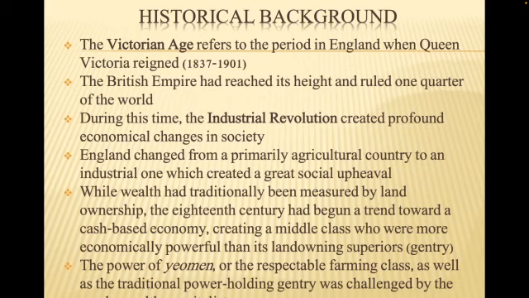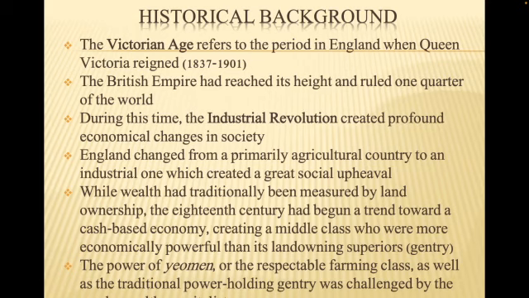Now, if we look at the historical background of the time period that Emily Bronte is writing in, the Victorian age refers to the period in England when Queen Victoria reigned, approximately 1837 to 1901. The British Empire had reached its height and ruled approximately 1/4 of the world. During this time, the Industrial Revolution also created profound economical changes in society.